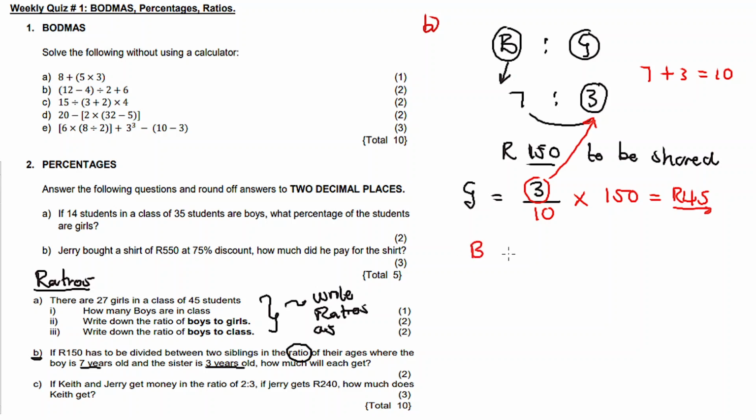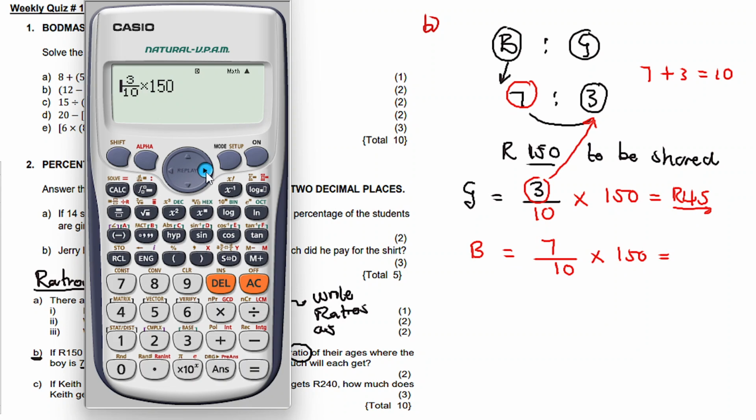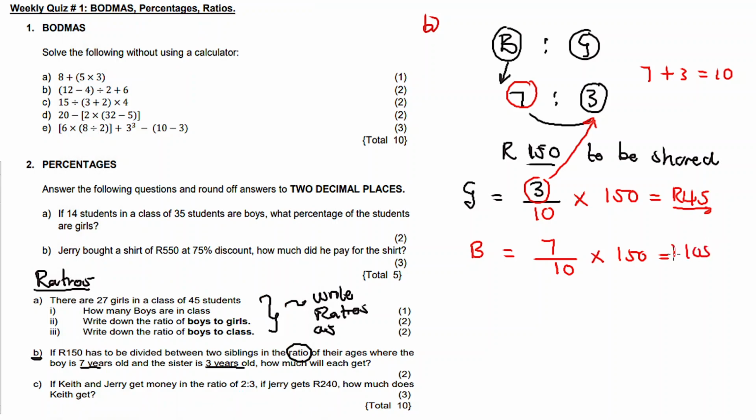Then the boy: what's the ratio assigned to the boy? It's 7 divided by the sum of their ratios, which is 10. Multiply this by 150. So it's 105. When you add the two values, they should sum up to 150. So each will get 45 and 105 respectively. So the last question.